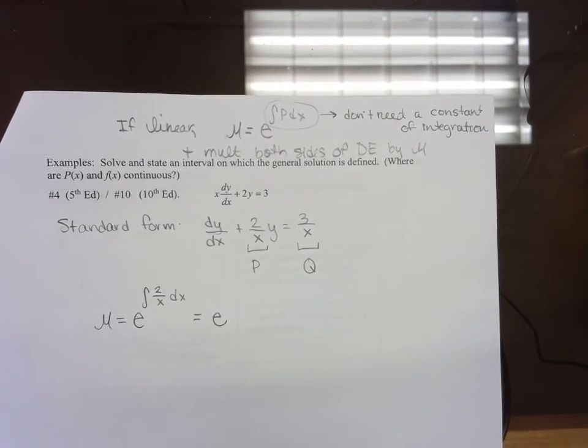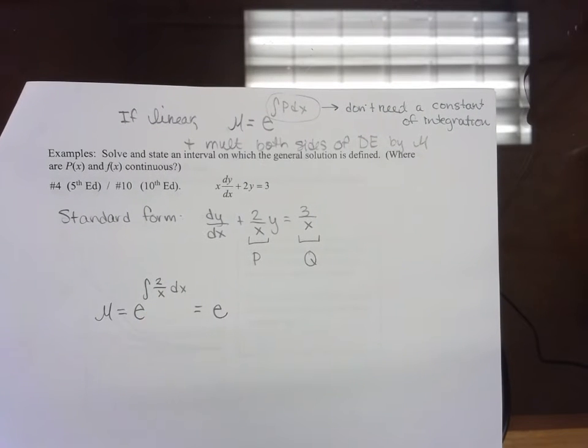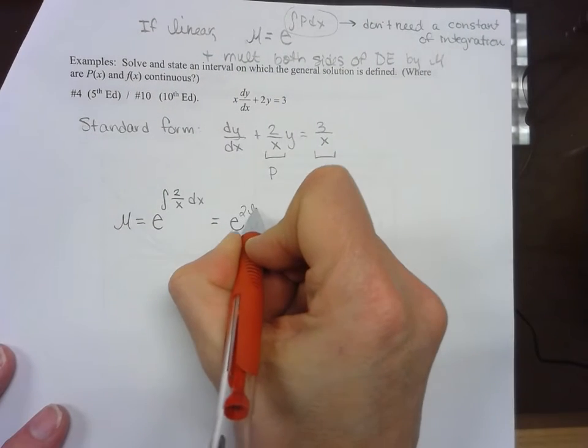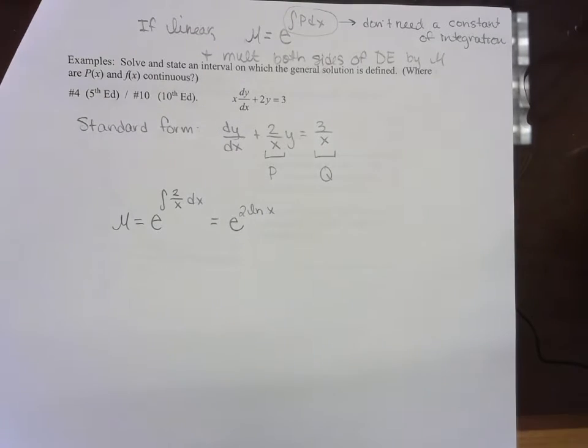Okay, so back to our problem. What's the antiderivative of 2 over x? 2 ln x. And we're going to leave off the absolute value. The only time that I would put the absolute value on is if they gave me an initial condition where the x was negative. Then we have to use it because you can't take the log of a negative number.